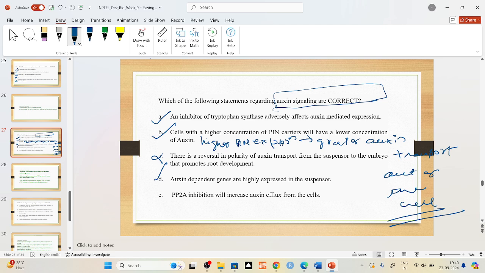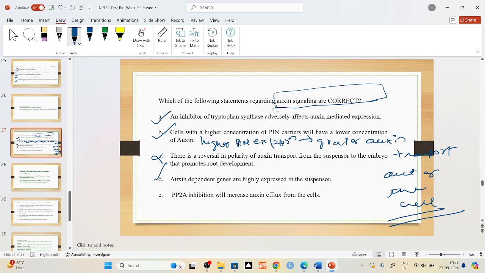Then PP2A inhibition will increase auxin efflux from the cells. It is also a correct statement. When PP2A is inhibited, then auxin is effluxed from the cells. That means auxin is taken out from the cells. There are two terms, influx and efflux. Influx means inside movement and efflux means outside movement. So when there is an inhibition of the PP2A enzyme, auxin is taken out from the cell.